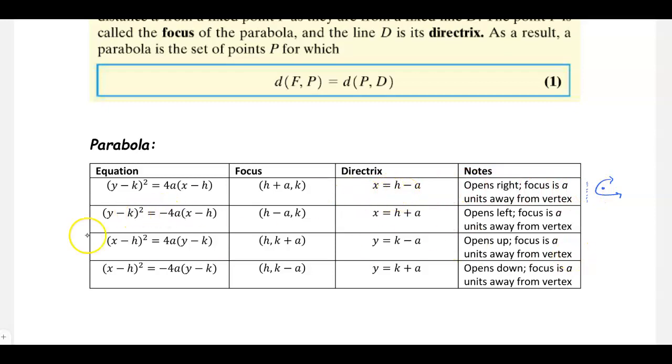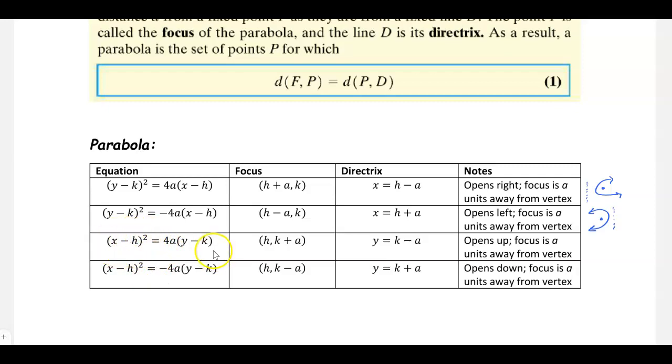directrix. Okay, if we have a negative in front of this, but notice the y is still squared just like it was in the other one, it's going to open the other way. So now my focus is going to be in here and my directrix will be out here. So from the vertex, this time we're going to move to the left to find the focus. That's why we're subtracting a. And to find the directrix, we're going to move to the right. Now in both of these cases, that directrix is a vertical line. That's why it's the equation x equals something.